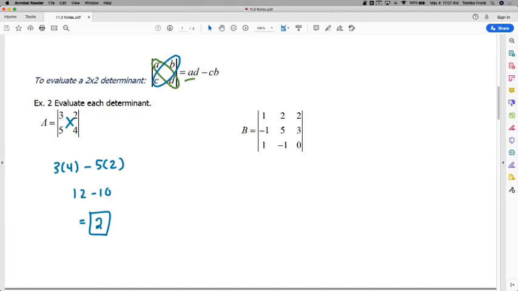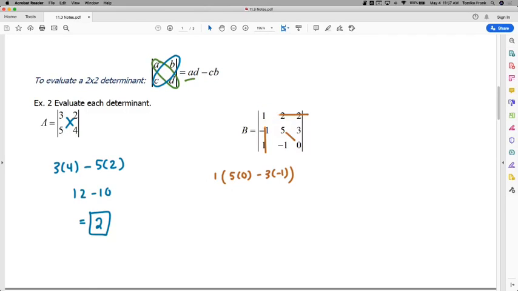First thing I'm going to do is cross out the top row and the first column, the left column. Where those two lines intersect, I'm going to take that number 1, and then I'm going to find the determinant of the smaller 2 by 2 matrix. So that would be 5 times 0 minus 3 times -1.